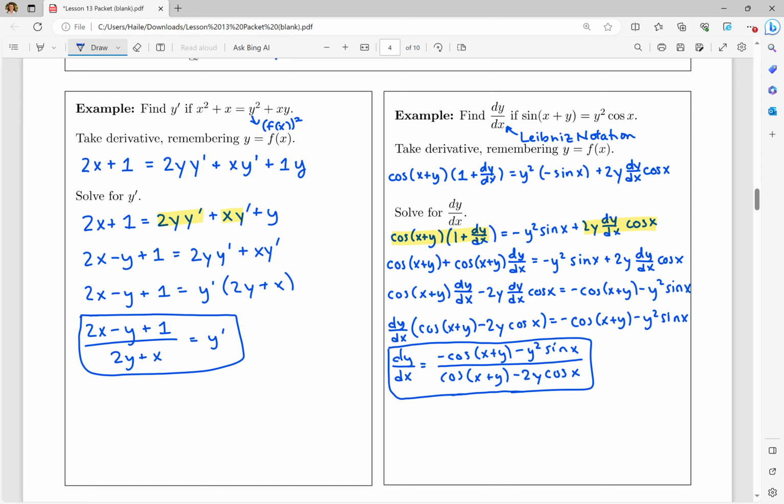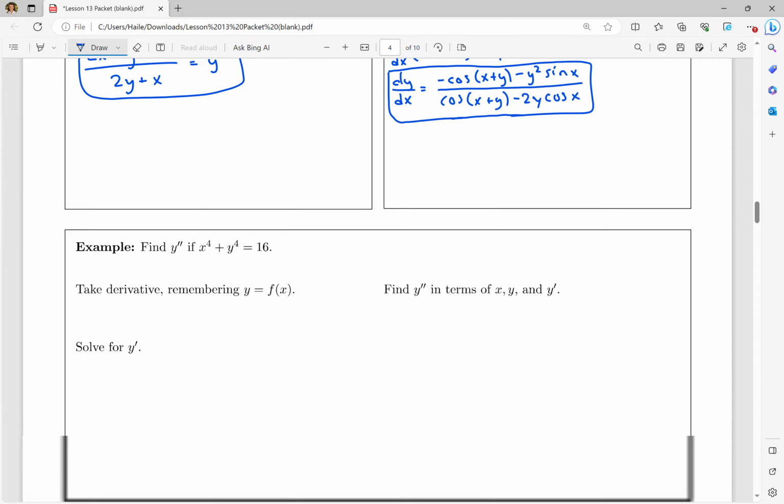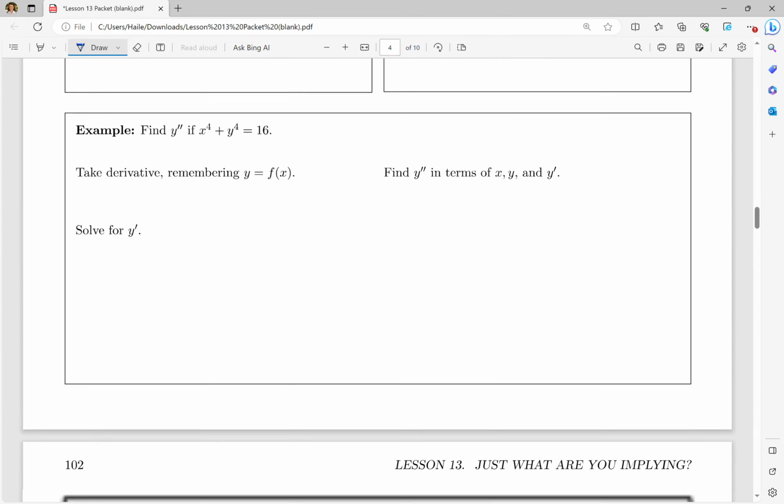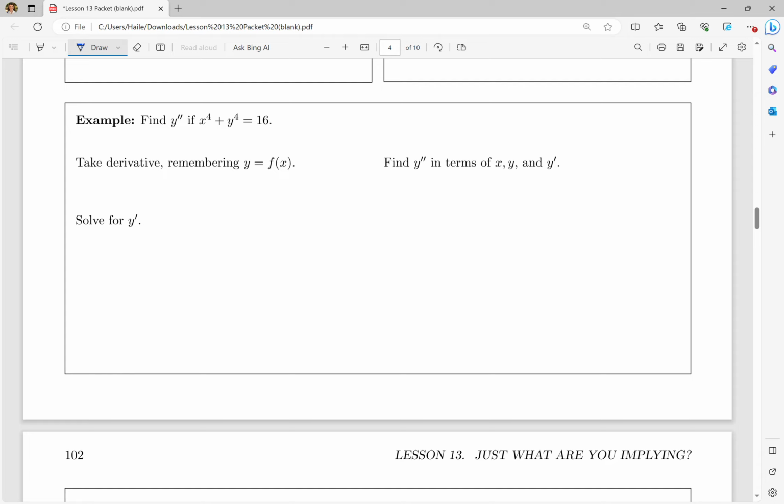Okay, let's try another example. So this time we're going to see what happens if we try to tackle a higher order derivative. I know we haven't done too much of this in class, but it's definitely been in your homework. And remember that when we have a higher order derivative, it just means we're taking a derivative of a derivative.